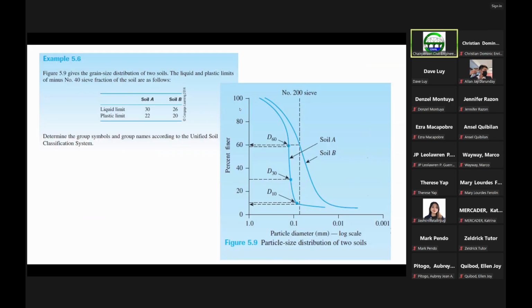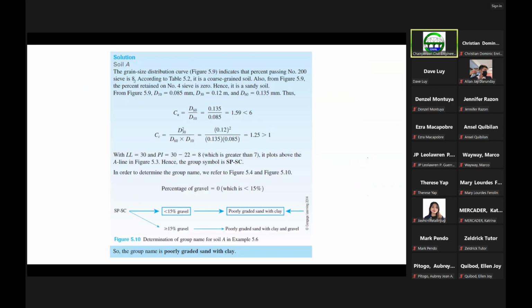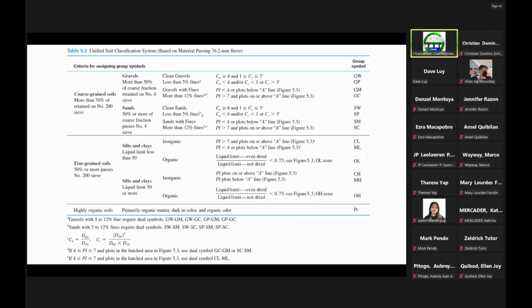So how much is the number 200 sieve? The number 200 sieve percent passing is 8. Okay, 8. So let's see. 8 is not less than 5. It is also not more than 12. So that means it would fall under this footnote here. It is between 5 and 12.